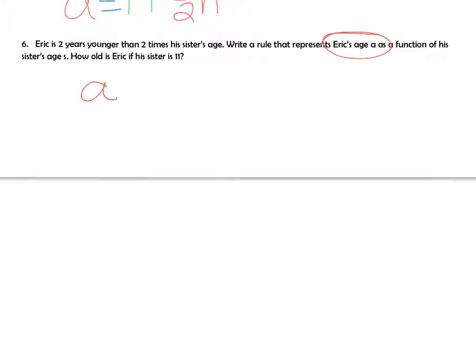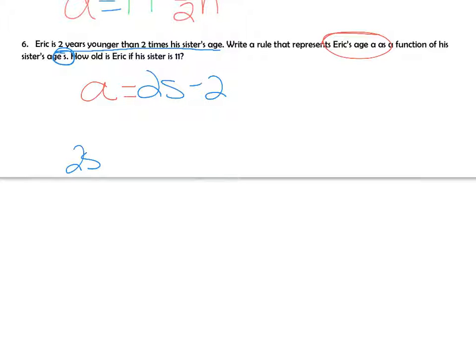Okay, so I want to know how old is Eric. To find Eric's age, they tell me Eric is 2 years younger than 2 times his sister's age. So let's start with 2 times his sister's age. They said that his sister's age is S, so 2 times his sister's age would be 2S. He's 2 years younger than this. So I have to take 2S minus 2 years. Okay, so this is what the function is going to look like.